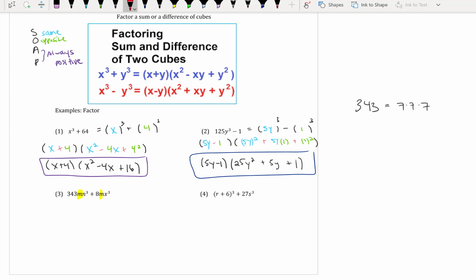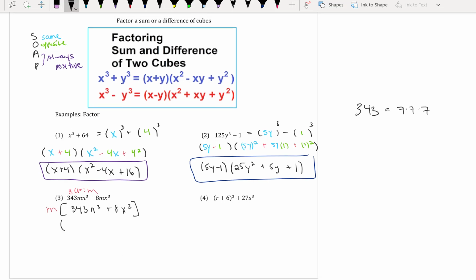So before I put it into any type of formula, I wanted to take out my GCF. So my GCF is going to be out in front. So I have 343 n to the third power plus 8x to the third power. And that's going to make it a little bit easier to deal with, knowing that I have that GCF out first. Always look for a GCF.